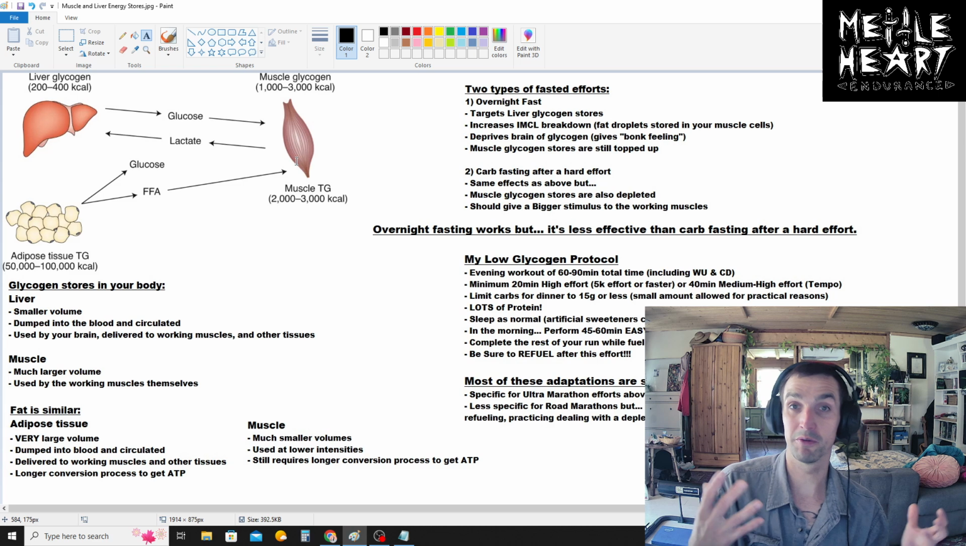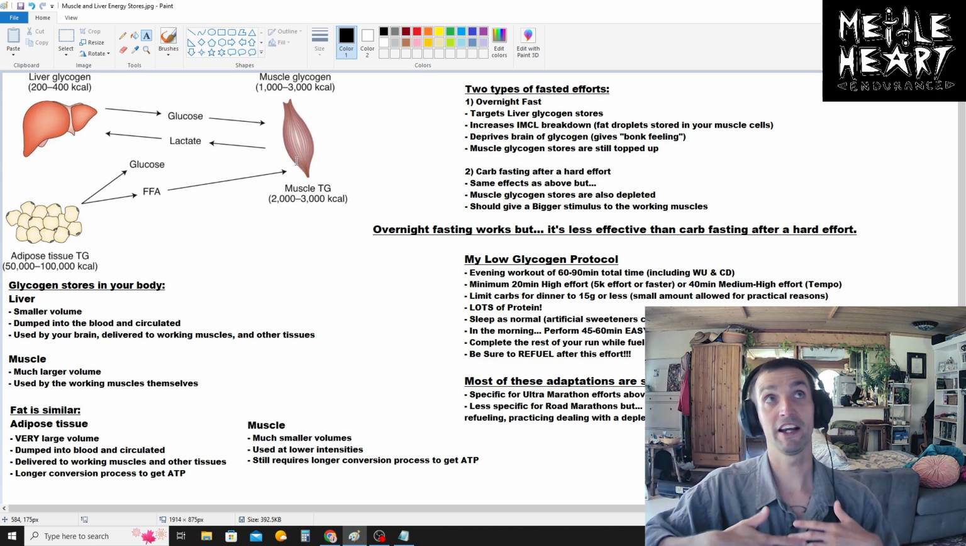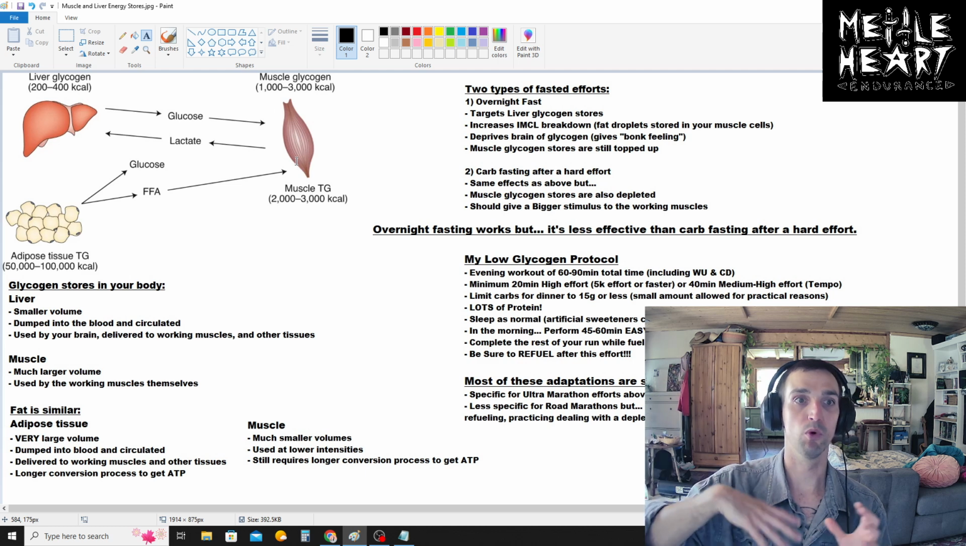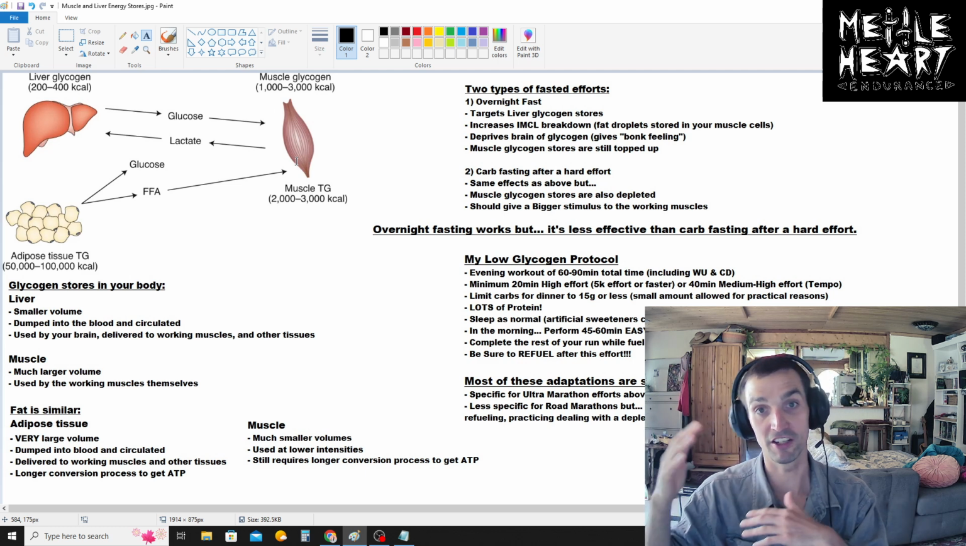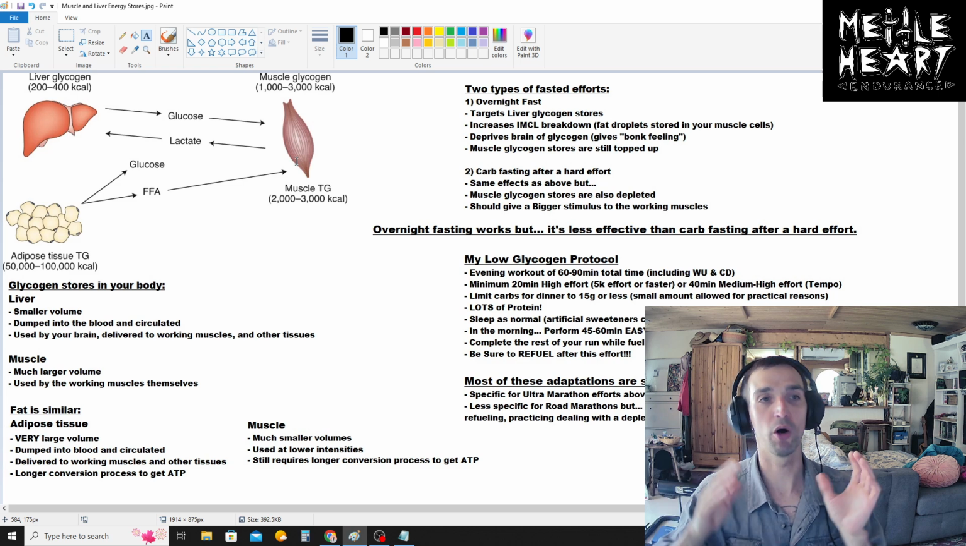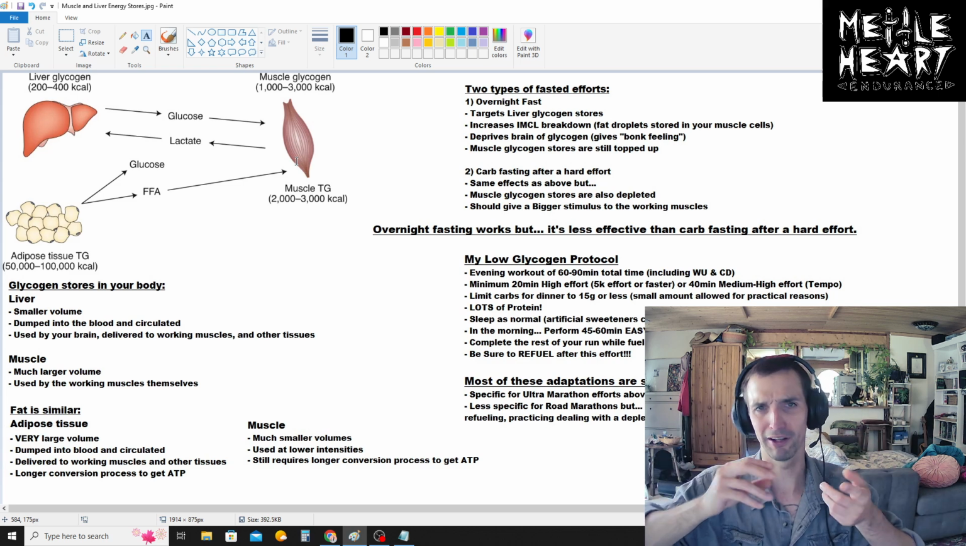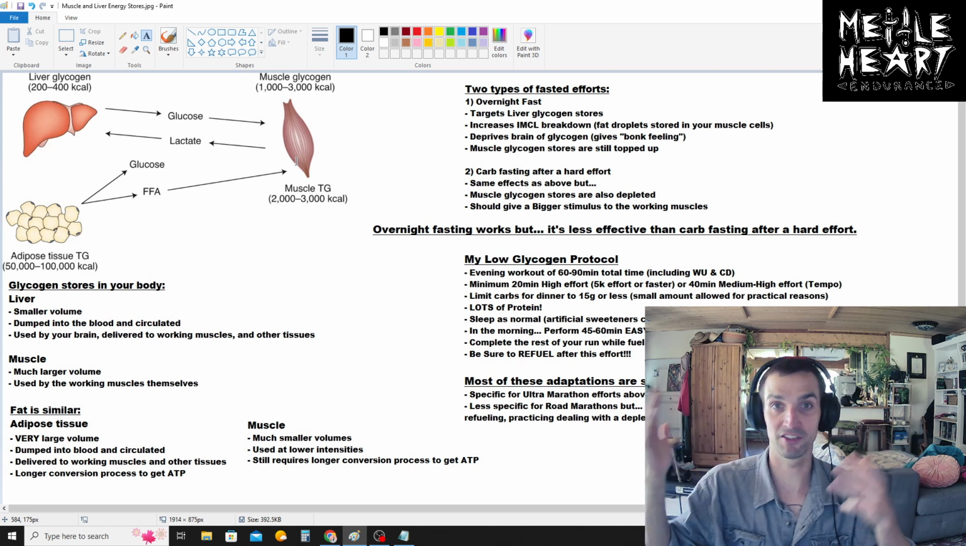This is all also dependent on intensity. The higher the intensity, the higher the percentage of carbohydrate we burn. We're always burning a mix of a little bit of protein, some fat, and some carbohydrate.